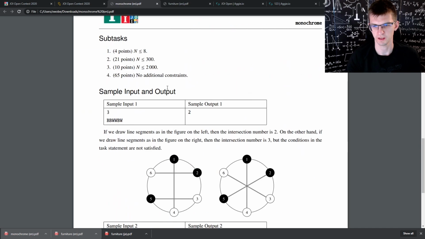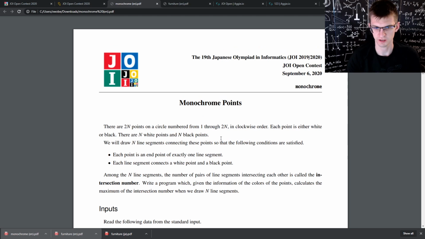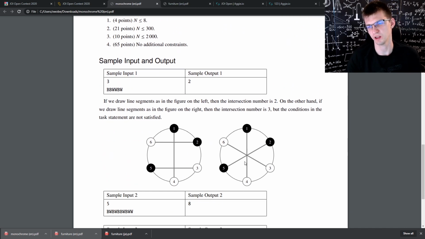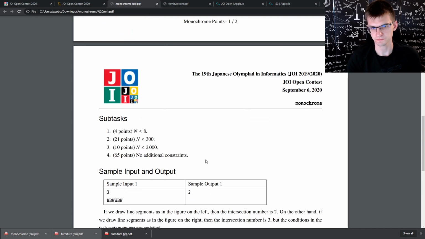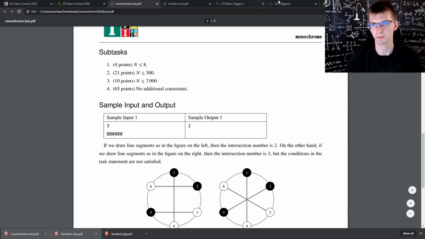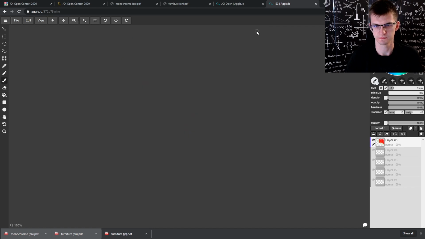I need to, if this is forbidden, I need to read the statement again. Oh, because they connected two black points with each other. I thought that it's about one intersection point. Okay. And up to 8, easy. We just try all possibilities to pair them up. And up to 300. Don't know. Don't know.